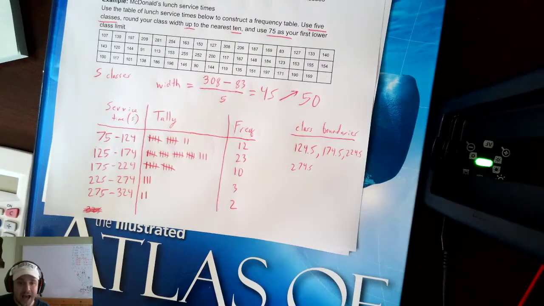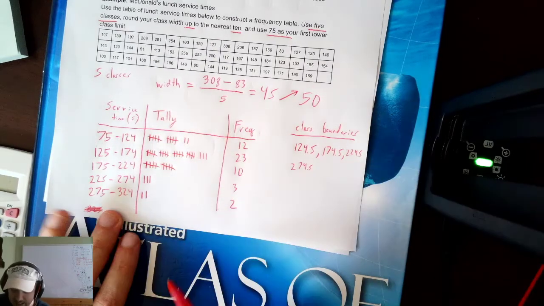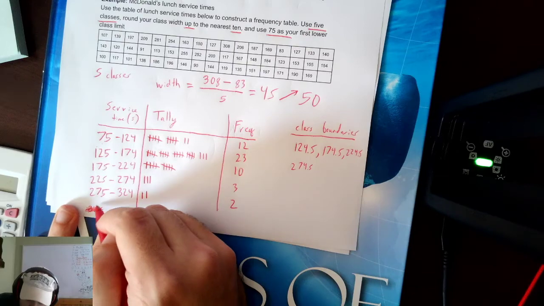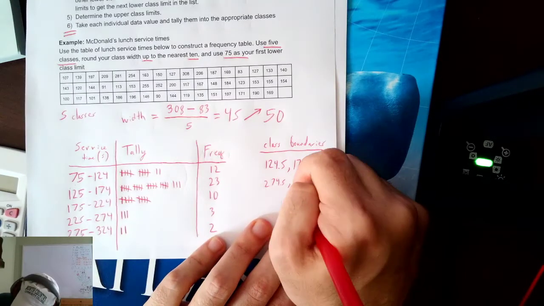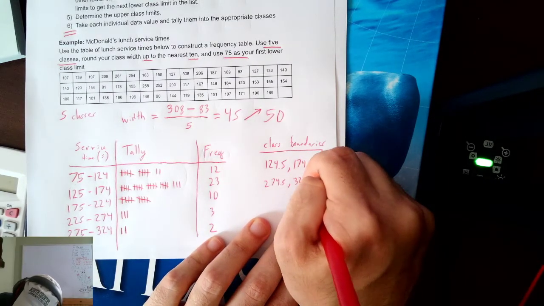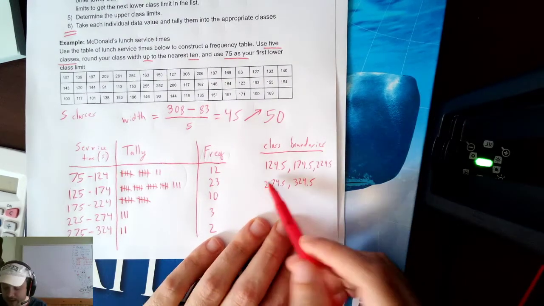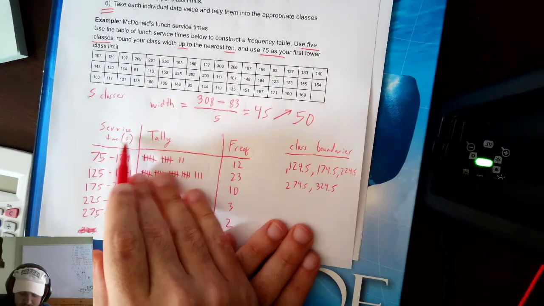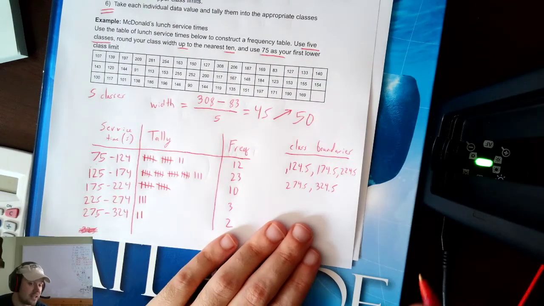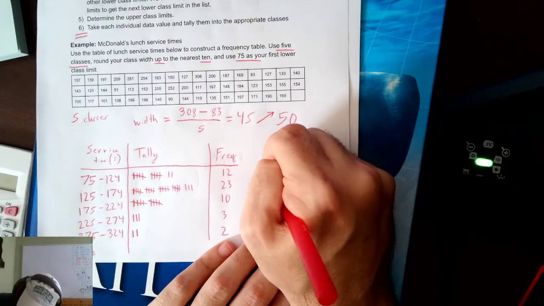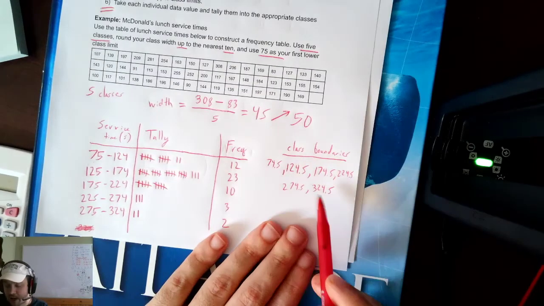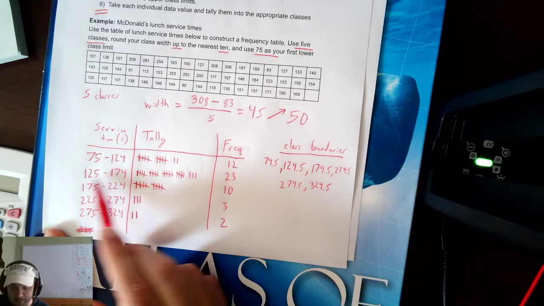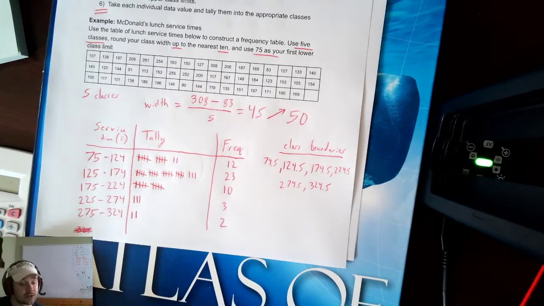Now, I need the beginning and ending number as well. 324, what would the next class be? Would be 325, right? So the last number would be 324.5, following the same pattern, right? And I also need the starting boundary, which would be 74.5. So we need starting and end points as well. And notice it follows the same pattern of being off by a half. So those are the boundaries.